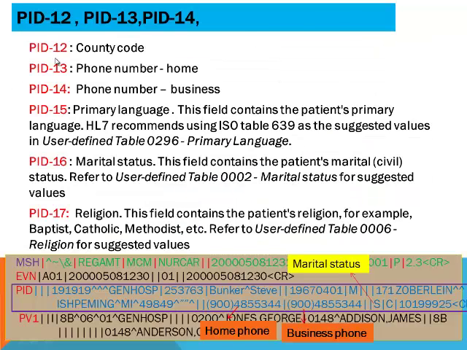So for the PID 12, 13, 14, that's easy to understand. The 12 is county code. I'm sorry, it's not country, it's a county code. For the PID 13 and 14, one is the home phone number, one is the business phone number. For the PID 15, that's primary language.